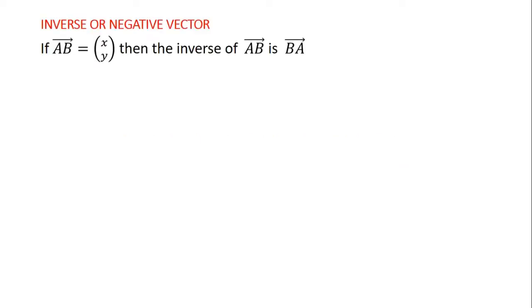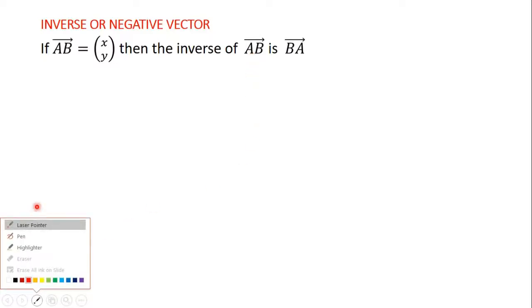If vector AB is equal to xy, the components of vector AB are x and y, then the inverse of vector AB is vector BA. So if you have a vector and you reverse or interchange the position of the letters, that one is the inverse of the other. This is what I mean.